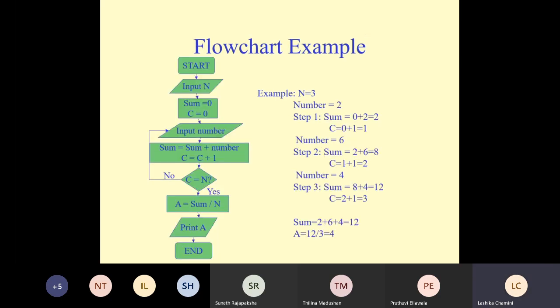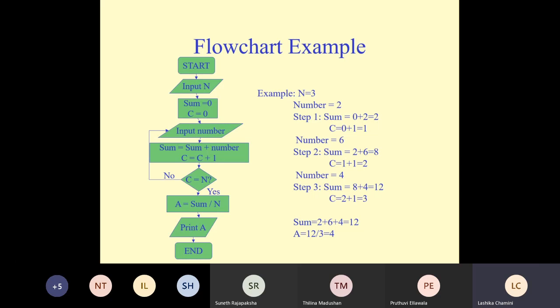And here, check this flowchart. In this flowchart, we are getting the average of 3 numbers. So again, we'll check this logic. I'll explain this with an example. We'll input the number n as 3. If you need to get the average of 4 numbers, then you should input n as 4. And if you need to get the average of 10 numbers, then you should input n as 10.